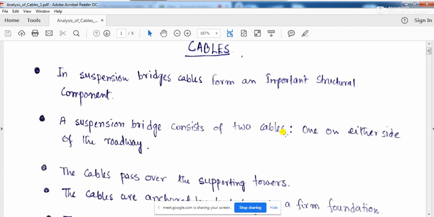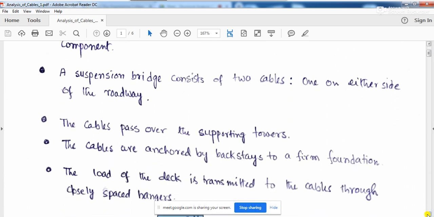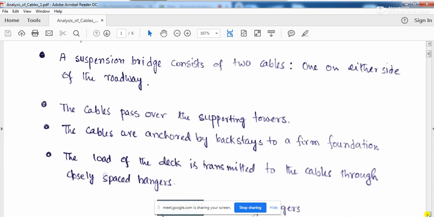On one side of the bridge there will be one cable, and just on the opposite side there will be another cable. The cables, as you have seen from the diagram, will pass over the supporting towers.